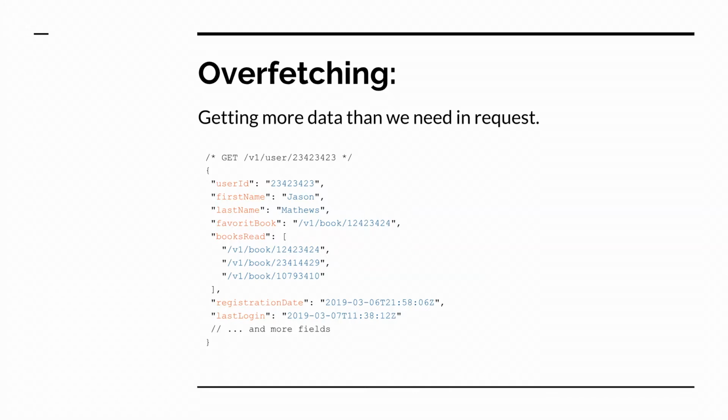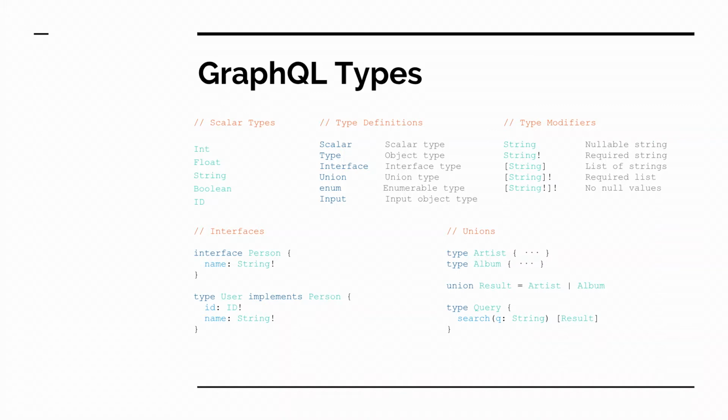And getting back to the other challenge, overfetching again. If we were just looking for some books that the user read, we're getting a lot more data back potentially than what we really need. There's no way with REST for a client to dictate its needs to the server. So enter GraphQL.